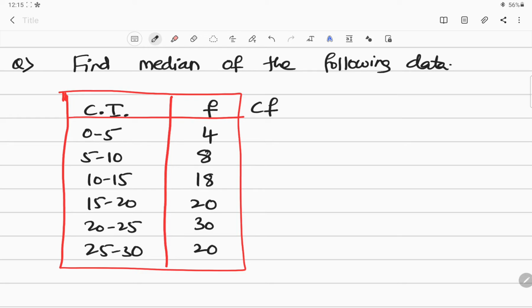CF means cumulative frequency. Right now we have 4 here, so you have to write it down. Then afterwards 8 is there, so 4 plus 8 you are supposed to do. 4 plus 8 is 12. Then afterwards 12 plus 18, continuously you have to add this. 12 plus 18 becomes 30, correct? Then 30 plus 20 becomes 50. Then 50 plus 30 becomes 80. Then 80 plus 20 is 100.